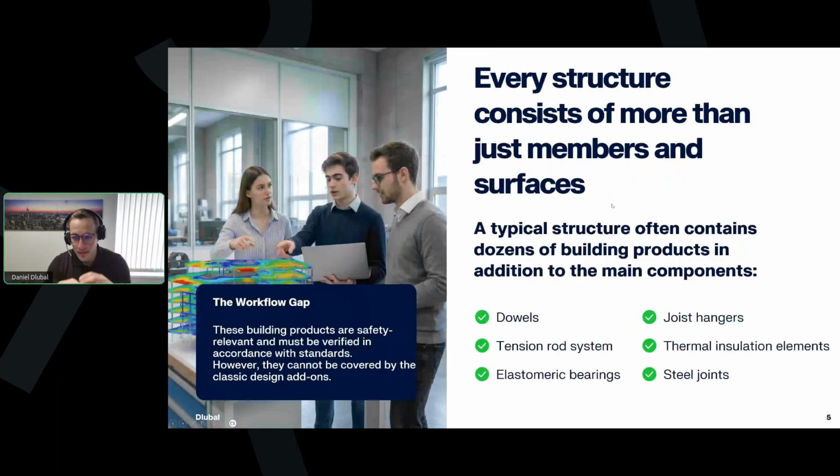When doing structural analysis and structural design, every structure consists of more than just members and surfaces. I think this is pretty clear. We do the slabs, we do the beams, we do the girders, everything fine. But a typical structure often contains dozens of building products in addition to the main structural components like beams, ceilings, slabs, walls. You have dowels, joist hangers, tension rod systems, insulation elements, supports, bearings, elastomeric bearings, and even steel joints.